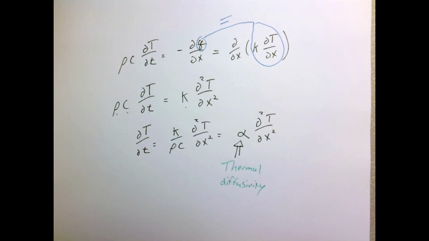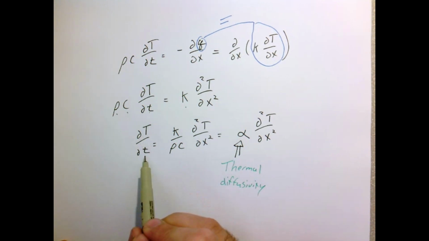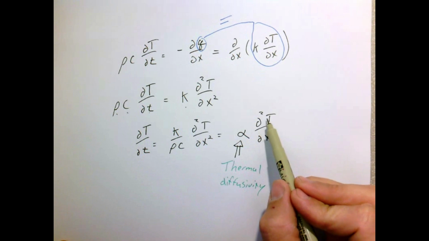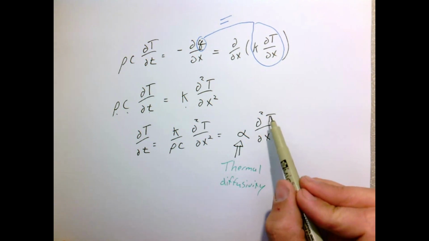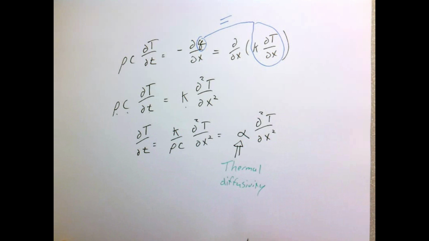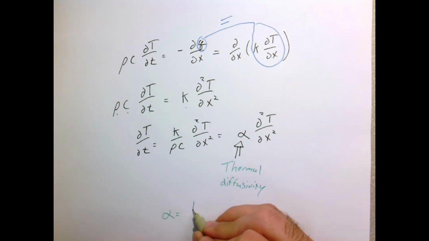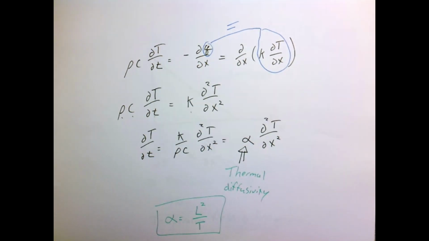And if we think about the units of this thing, on the left side we have temperature divided by time. On the right side we have temperature divided by something that has units of length squared. Remember, derivative operators have units. So it's 1 over length squared and 1 over time are our two derivative operators. So what does that mean the units of alpha have to be? Our parameter of the thermal diffusivity has units of length squared over time.